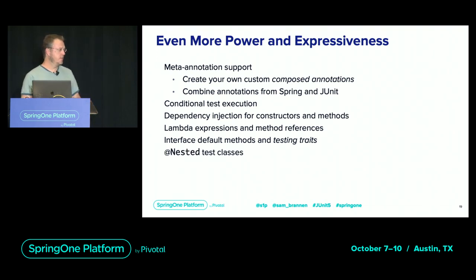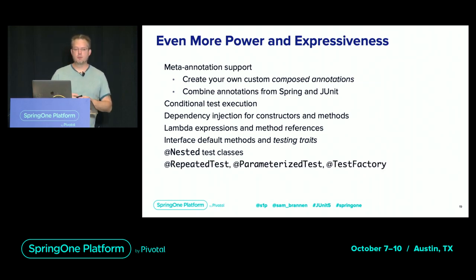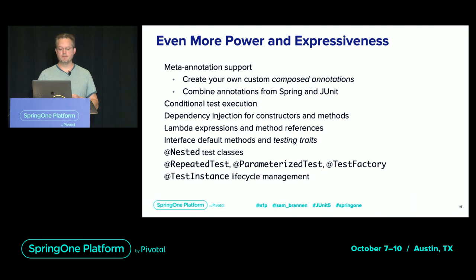Something else we have: some people have written nested runners in JUnit 4. We have built-in support in JUnit Jupiter with the @nested annotation. You put that on an inner class, and then you can have shared state from the outer instances and things like that. We also have support for repeated tests, parameterized tests, and test factories. Test factories are actually very dynamic. You can have dynamic levels of dynamic containers and dynamic tests, all based on lambda expressions and method references.